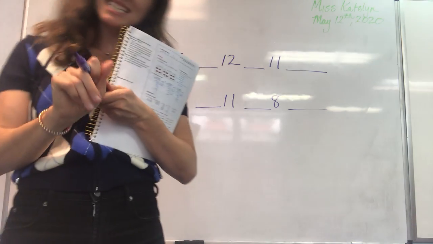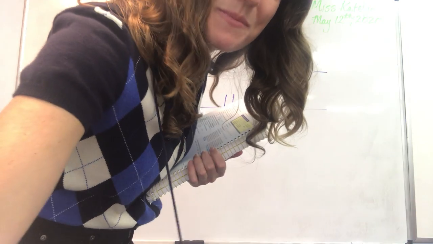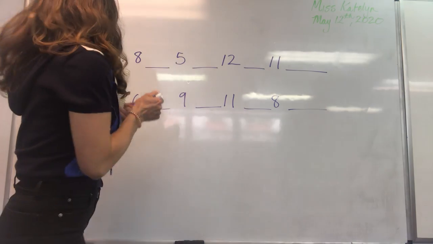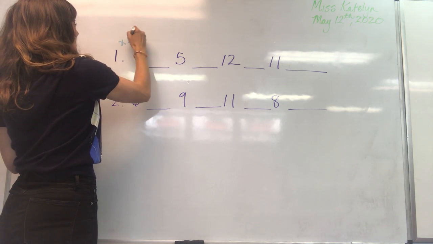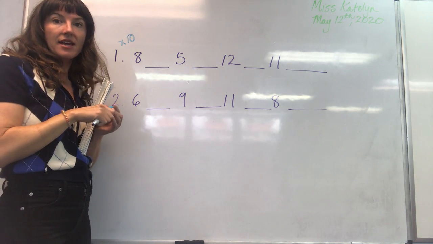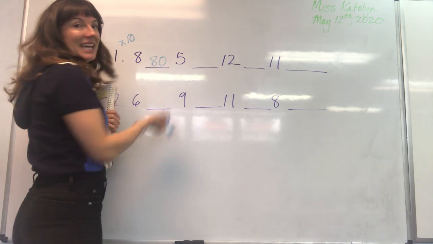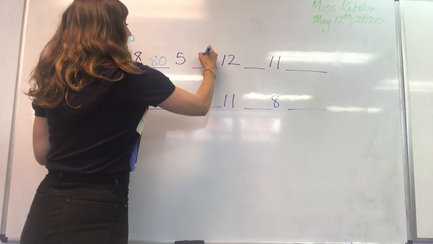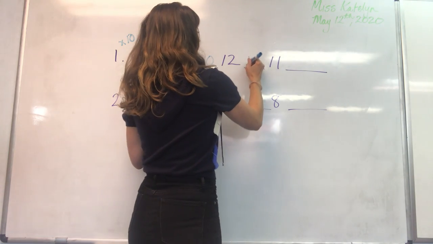All right, anything times 10, you put a 0 behind it. That's how simple and how fun that can be. So in section number 1, you're multiplying times 10. You add a 0 after the 8. 8 times 10 is 80. 5 times 10 is 50. 12 times 10 is 120.